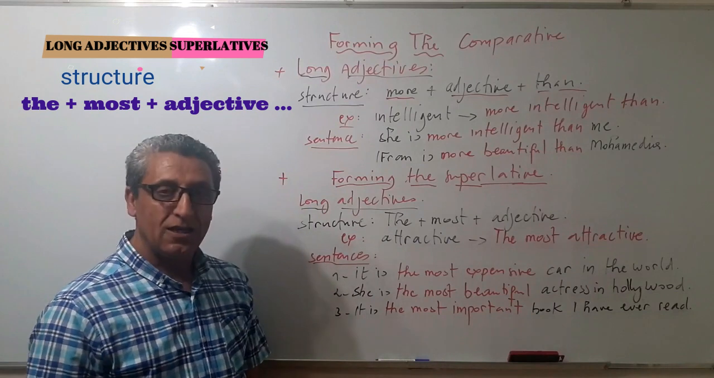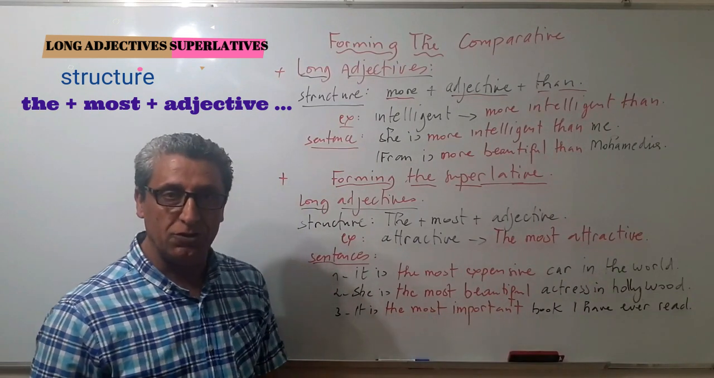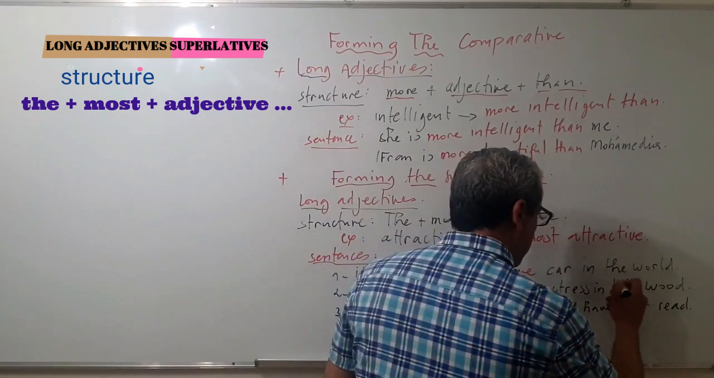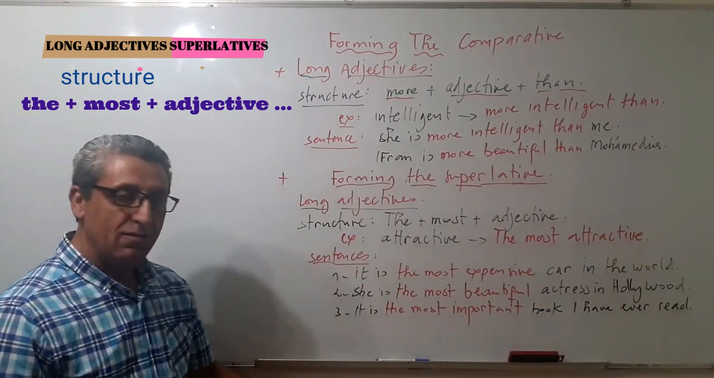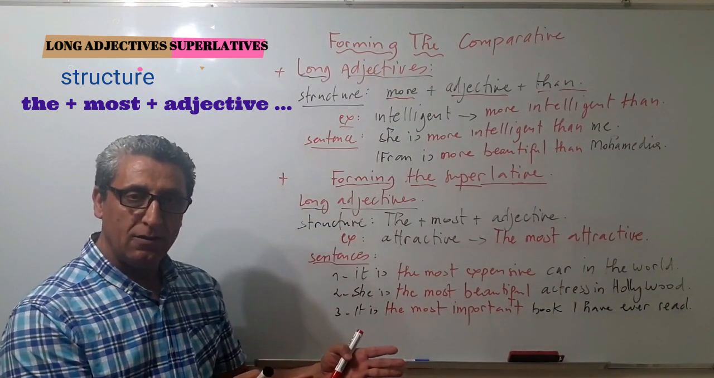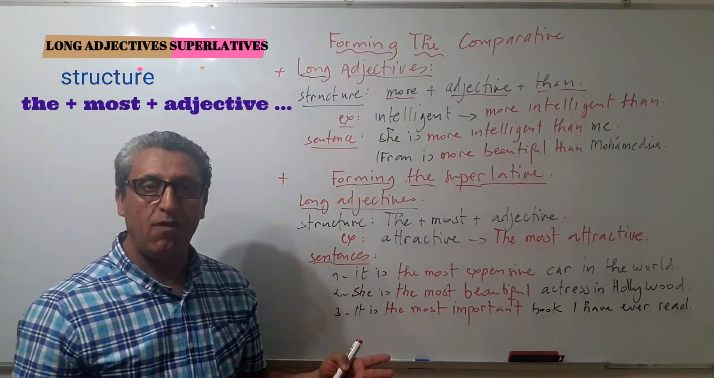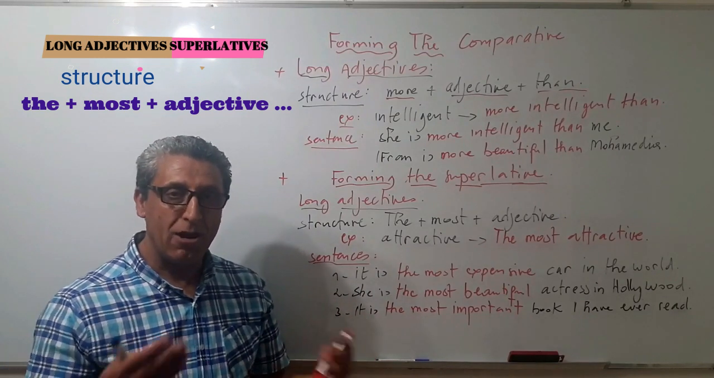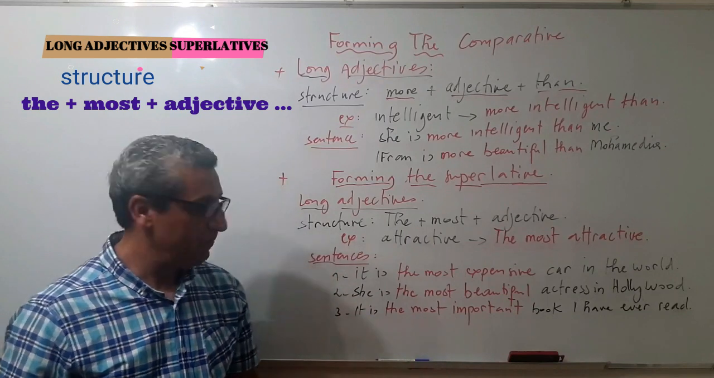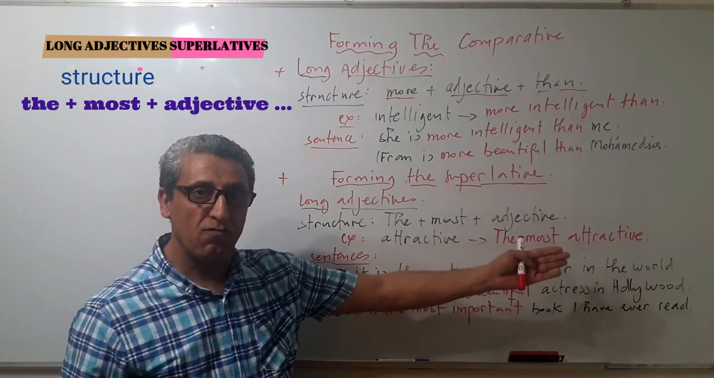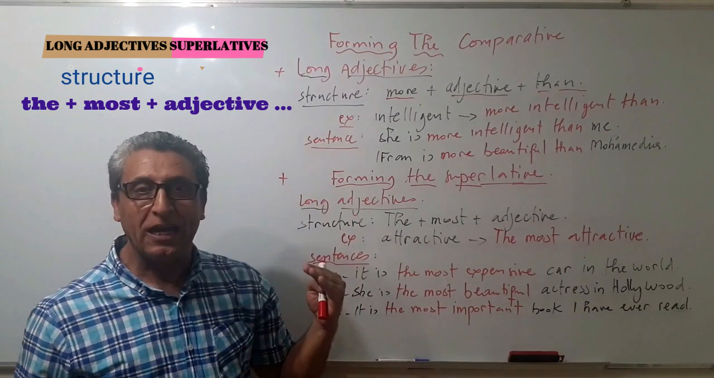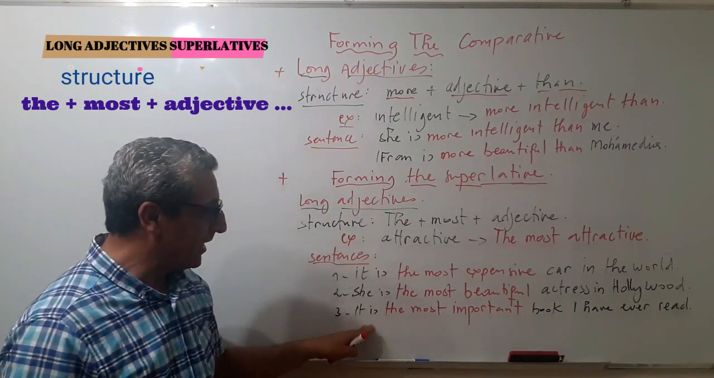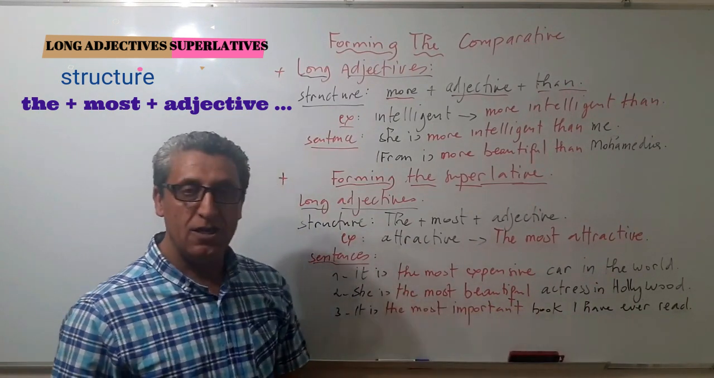Number 2, she is the most beautiful actress in Hollywood. Here I'm comparing an actress, a woman, to all actresses of Hollywood. Hollywood is the capital of movies in America. Well, it's the capital of cinema in the world. She is the most beautiful. She's on top. Nobody is more beautiful than her.